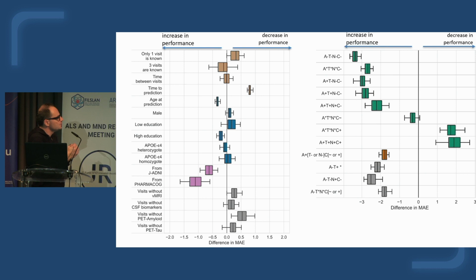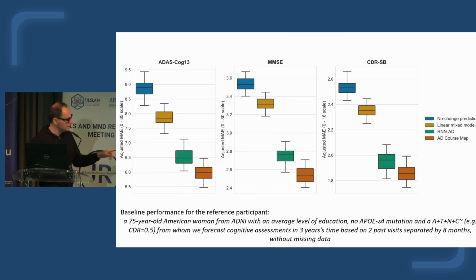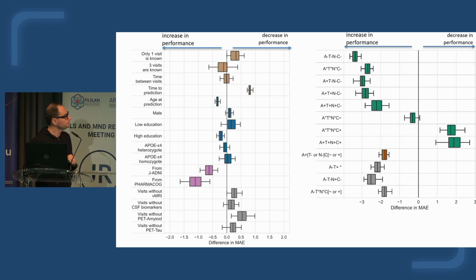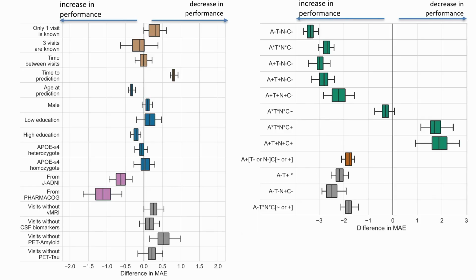But more interestingly, to see how this prediction performance changes when you don't predict for this typical American woman, but for different types of participants. So I won't go into all the results, but we assess how the change in the setting changes the performance. So if the black spot is on the left, it means that we have better performance than for the reference population. If it's on the right, it's a decrease in performance.